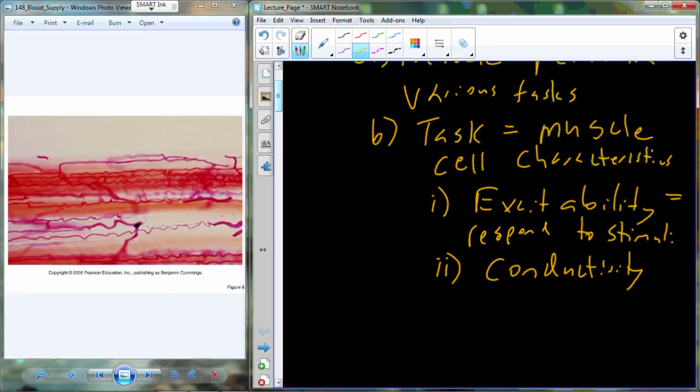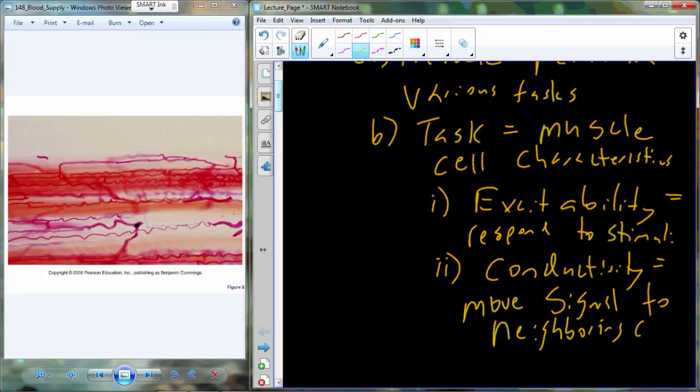A second task is conductivity. Conductivity is a response where the signal is moved to neighboring cells. So not only are muscle cells excitable and can respond to a signal, they can move that signal on to neighboring cells.